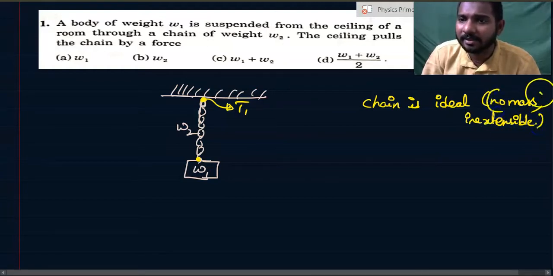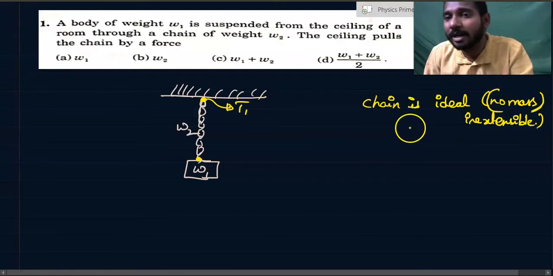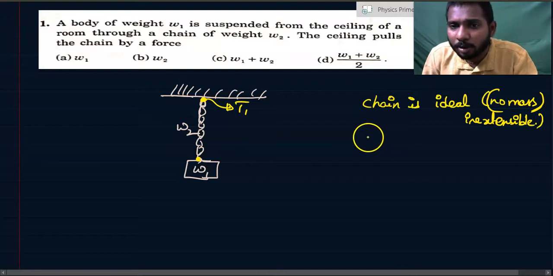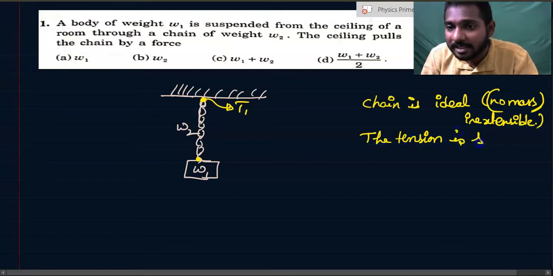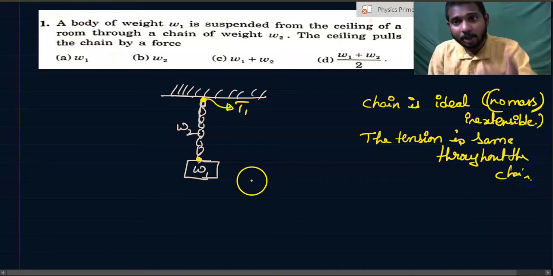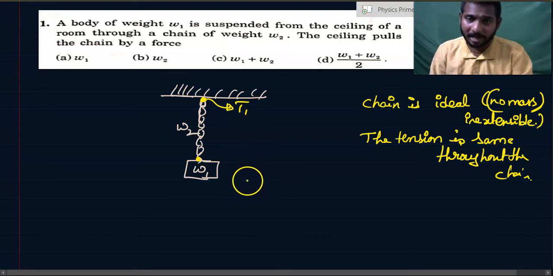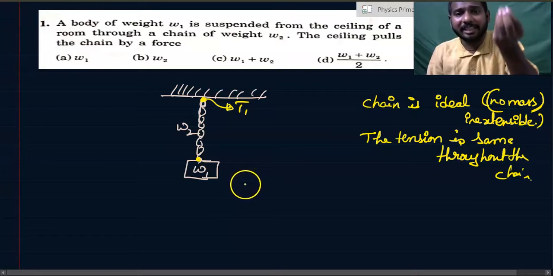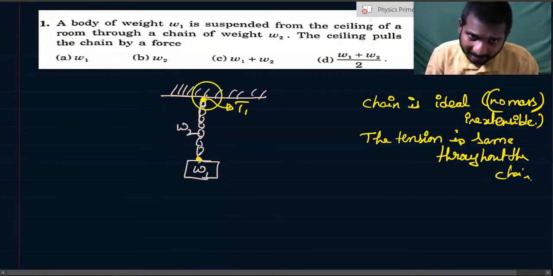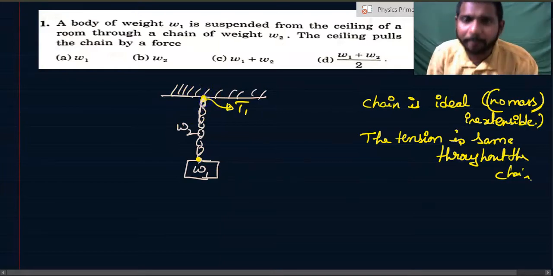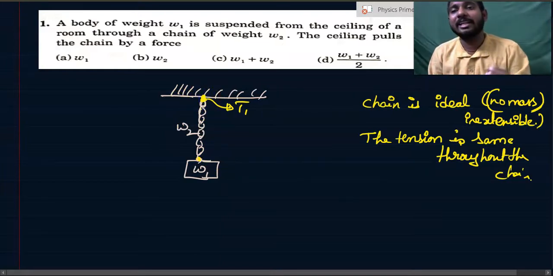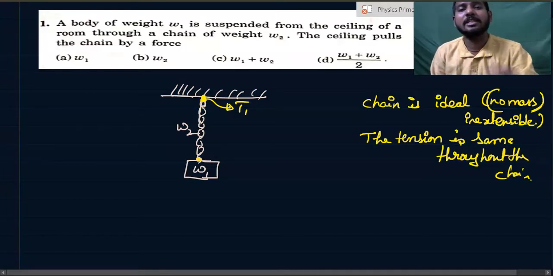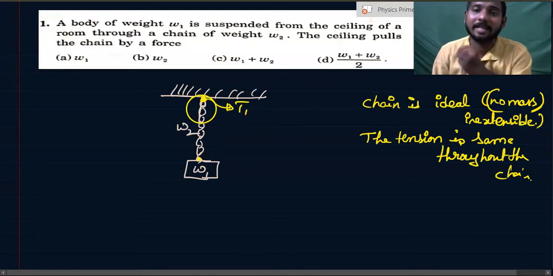here the chain mass is given. If there is no mass and it is inextensible, the tension is the same throughout the chain. But here the chain also has weight, and weight means it also has mass. So there will be different tension at different points. Now we need to understand the tension at exactly the point below the ceiling, so that we can understand with how much force the ceiling pulls the chain.